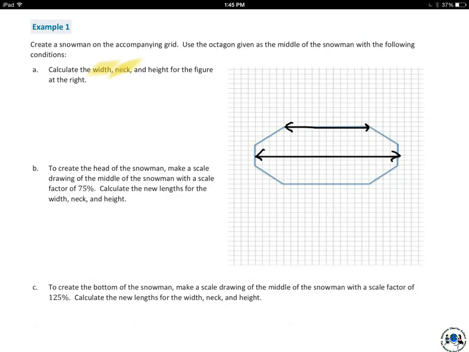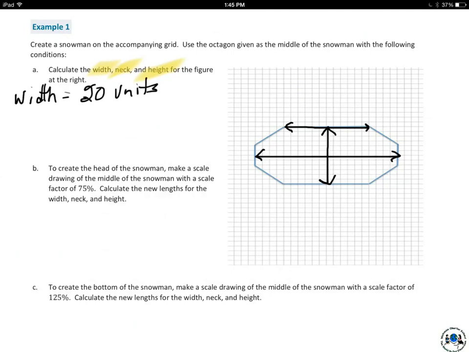I actually never heard of that term neck, but yeah, there it is. That's the neck. And then, of course, the height is the easy one, and that's the height right there. And again, you want to take that height measurement from the middle, which just makes sense. We're talking about height, we're talking about something like an octagon. All right. So let's go ahead and calculate those figures.